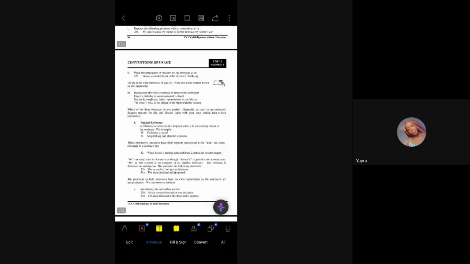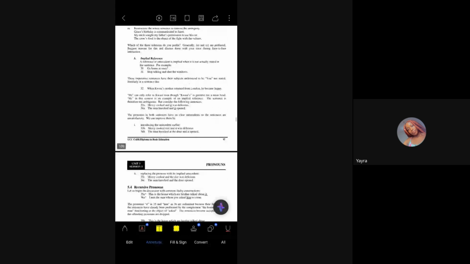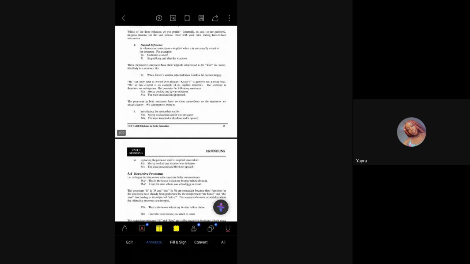Okay, so there is a reconstruction here: Grace's birthday is communicated to Janet, or my uncle sought my father's permission to use his car. So it is being written correctly there for us. And the implied, when the antecedent is not stated, it is being implied. When it's like two speakers are there, it's implying someone. So: go home at once. We do not know who the sentence is referring to, who should go home.